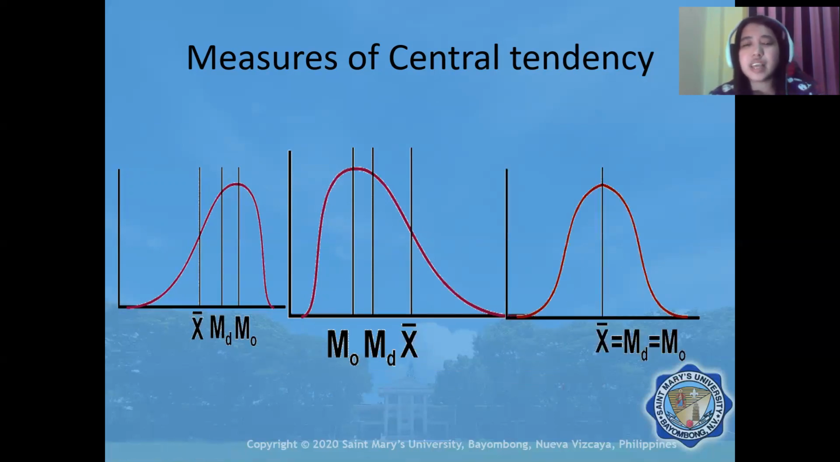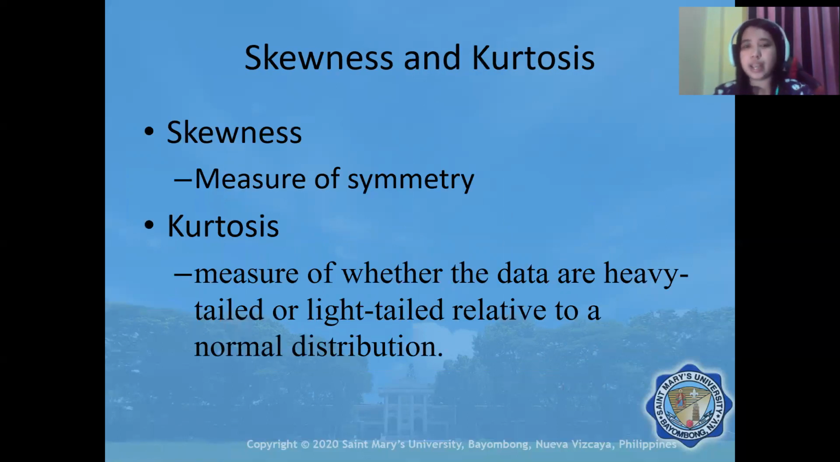And of course, if the values of the mean, the median, and the mode are equal or approximately equal, then we say that the data is normally distributed. So that is how to use measures of central tendency to determine whether the shape of the distribution is normal or not. Okay, let's move to skewness and kurtosis.